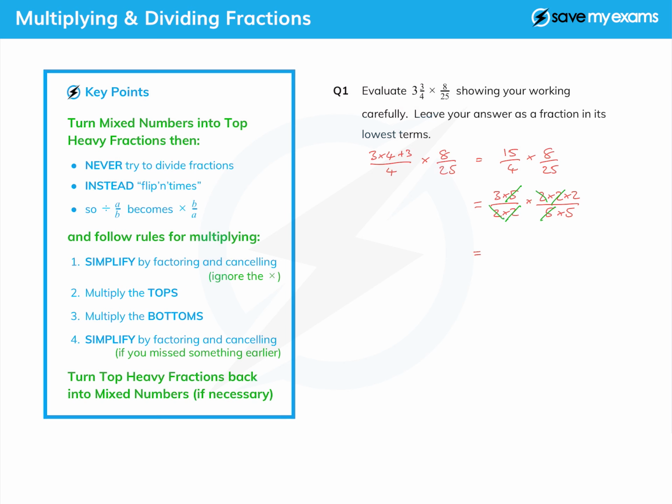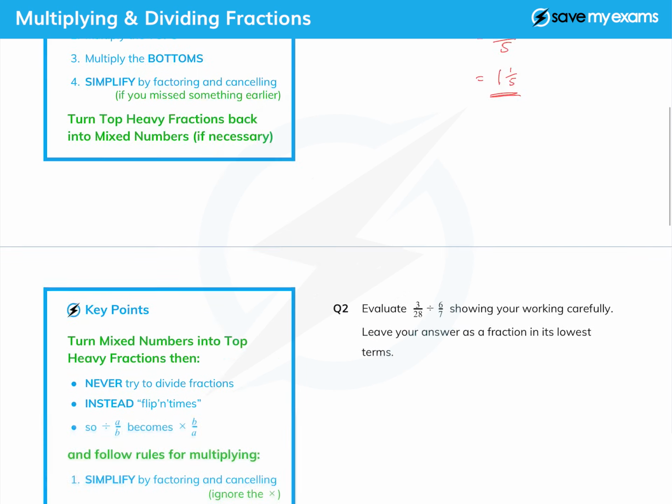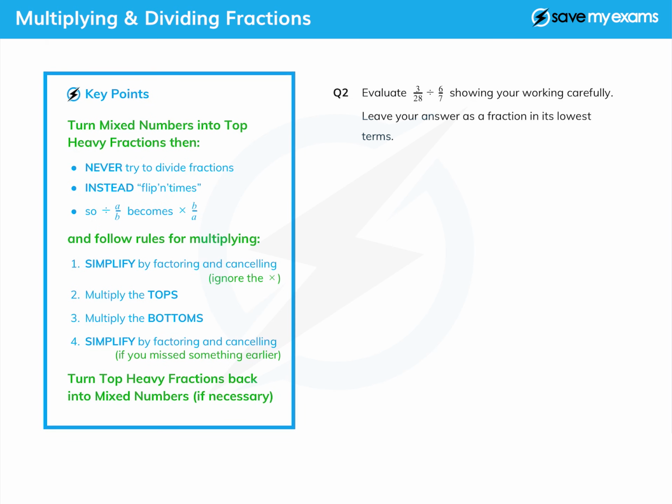And that leaves me with, right, multiply the tops, 3 times 2. And on the bottom, well, there's nothing on the left-hand one, and I've just got 5 on the right. Okay, so just a 5, and 3 times 2 is 6 over 5. Now, if we want to turn that back into a mixed number, again, look at the tutorial, that is 1 and 1/5.